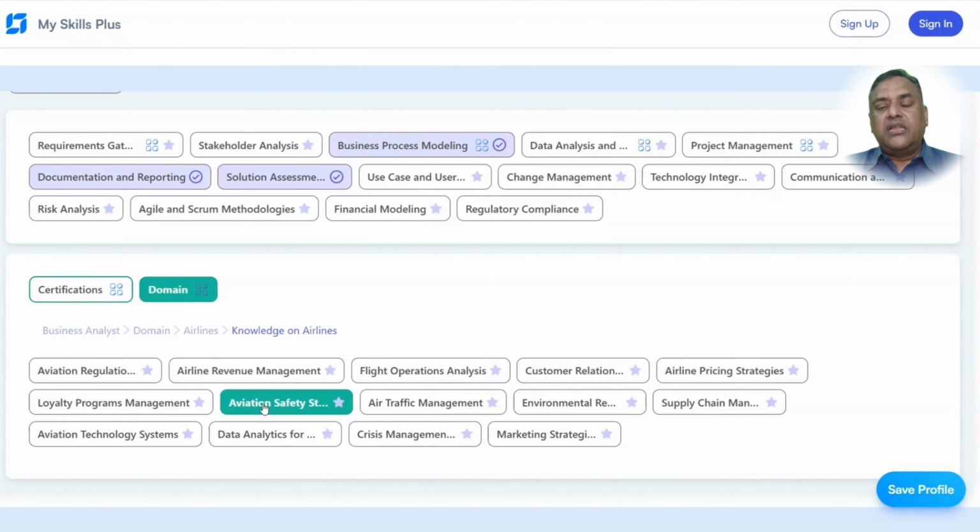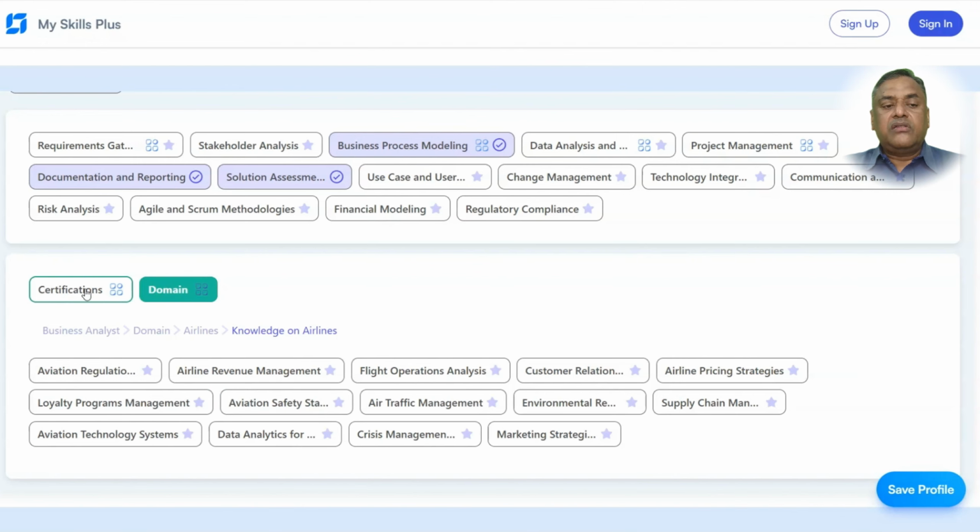So in a way, the skills profiler in My Skills Plus also enables us as business analysts to understand what are the skills which are required there for business analysts and what I may have. Therefore, it gives an idea as to the gaps in my own skills as well.